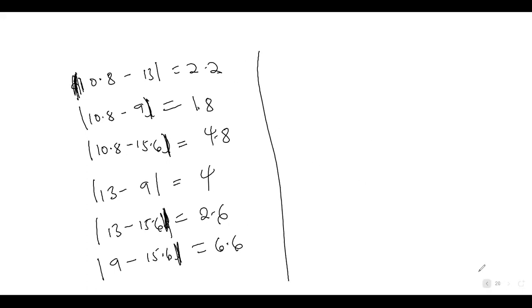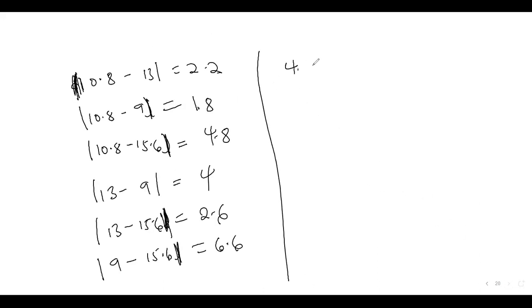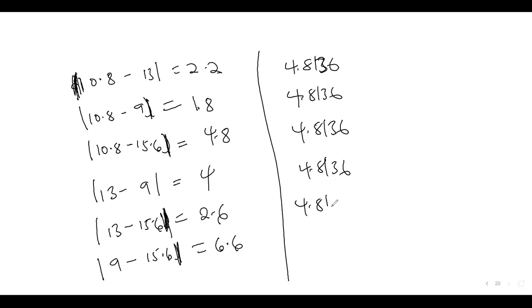The least significant difference that we have computed is 4.8136. Here we know it will run throughout, unlike the 2K test. So 4.8136 for each comparison.